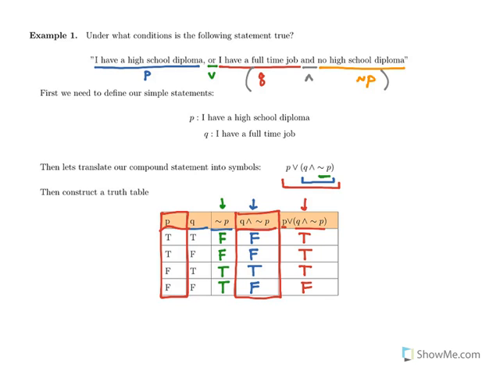So it says, under what conditions is the following statement true? It is always true unless both P and Q are false. That last column we looked at. So that would be if I do not have a high school diploma and I do not have a full-time job.